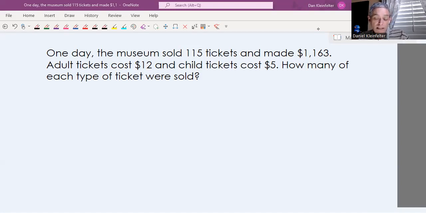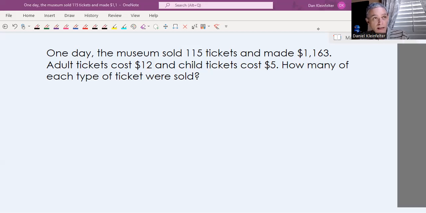So on this one, it's different from the coin problem in that it's about tickets instead of coins. But what the similarities are is that there's 2 different types of thing. Last time it was coins. This time it's tickets. We have adult and child ones, where before we had quarters and nickels. Now, each of the 2 types of tickets have a value. Adult tickets are $12, child tickets are $5. So there's going to be a number of things here, how many of each type of ticket there are, and then also their value. The total amount of tickets was 115.